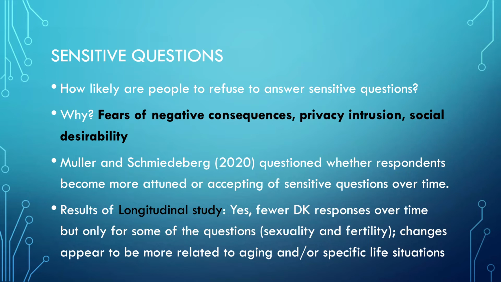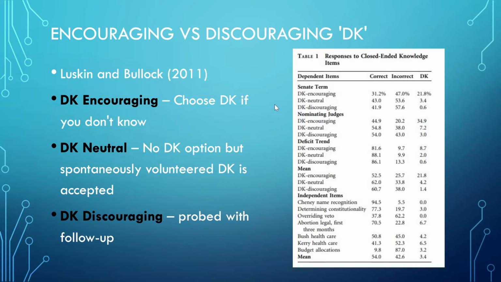Now, researchers have tested other different techniques, types of survey questions, whether to provide an option for don't know at all on a questionnaire, or other methods of encouraging more response and more information from participants. Luskin and Bullock described 3 ways of asking a question with non-response, including DK encouraging, in which questions are worded to tell participants to choose DK if you simply don't know. DK neutral, in which there is no don't know option, but a spontaneously volunteered don't know is accepted. And then last, DK discouraging. This is when they're probed with a follow-up question.